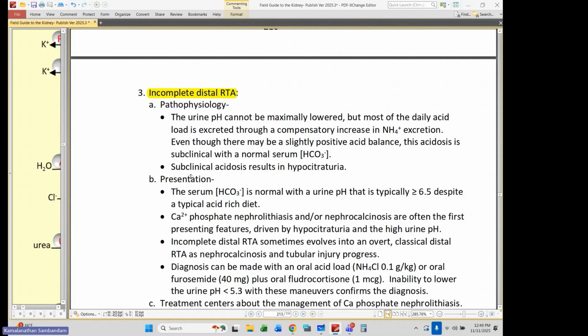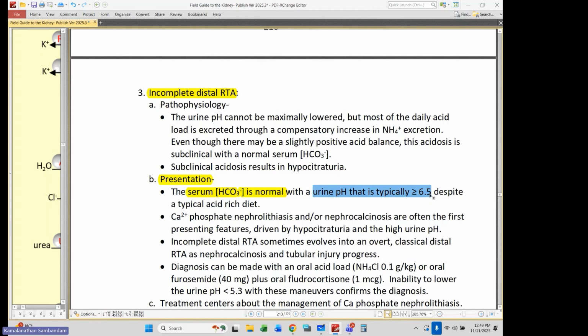Okay. Incomplete distal RTA has some controversy around its definition and maybe even existence. And so there's not uniformity of understanding of the presentation of incomplete distal RTA. However, I think the most common way that we describe this syndrome is that this individual has a serum bicarbonate which is normal, but a urine pH that is typically on the high side.